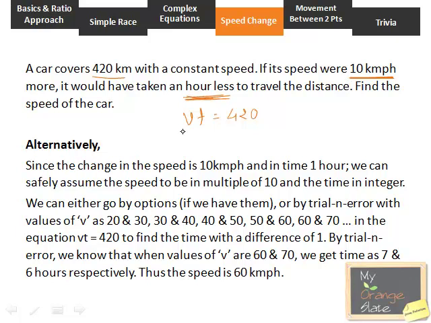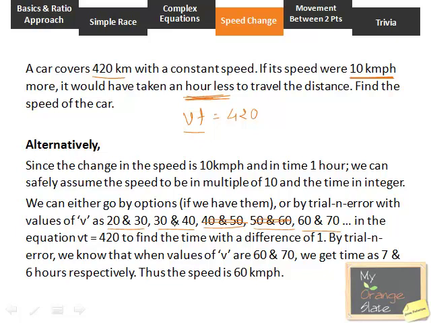Now given that, we can simply go by options if we have them, or we can go by trial and error. The difference of 10 in speed should give us a difference of 1 in time. So various combinations of speed we get are 20 and 30 with the difference of 10, 30 and 40, 40 and 50, 50 and 60, 60 and 70 and so on. Speed cannot be 50 because we get t in fractions. So this option is ruled out. Similarly, this is also ruled out.